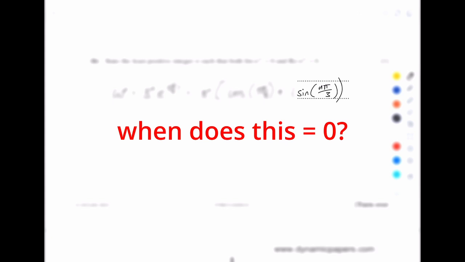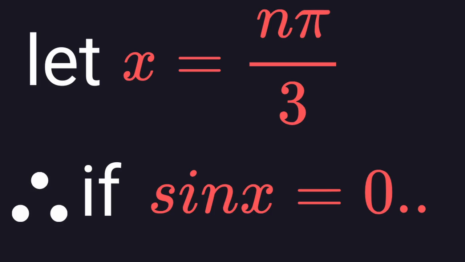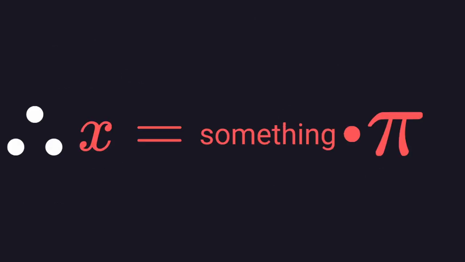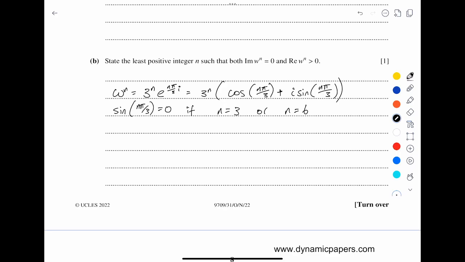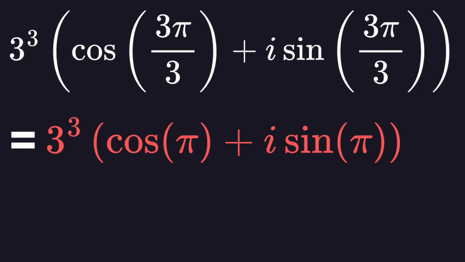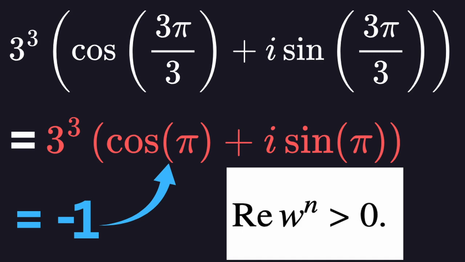So if we let x equal nπ/3 and set sin x equal to 0, therefore x must equal a multiple of π according to our trig rules. And we get a multiple of π by making n a multiple of 3. The lowest multiple of 3 is obviously 3, but then we get cos π when we plug everything in, which gives us -1, violating the rule given to us for real numbers, because it's less than 0.